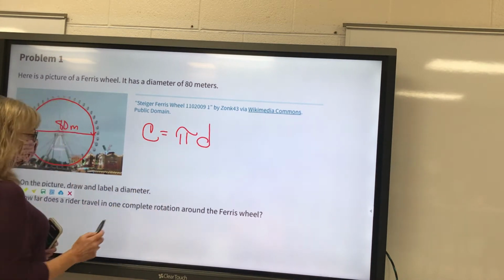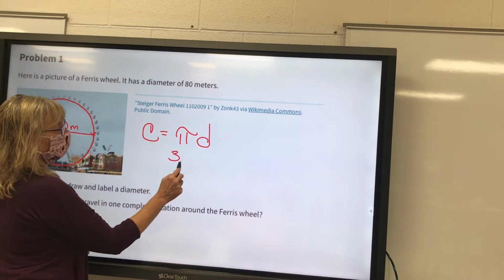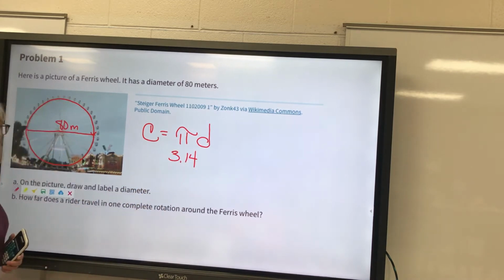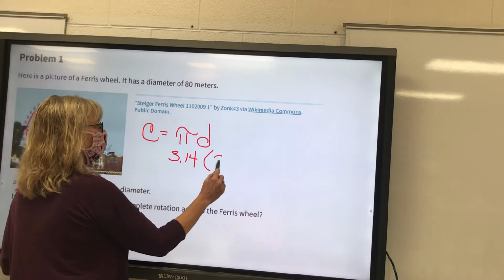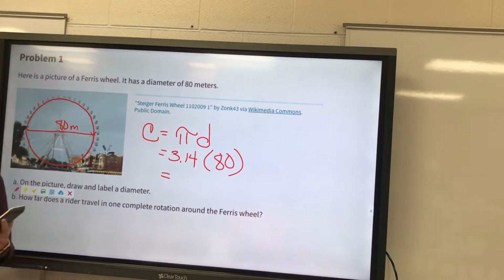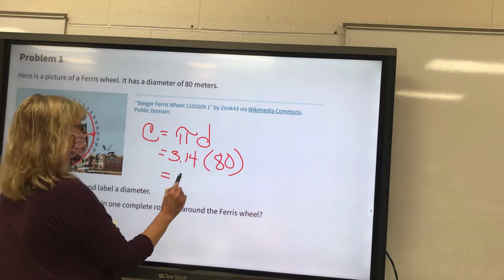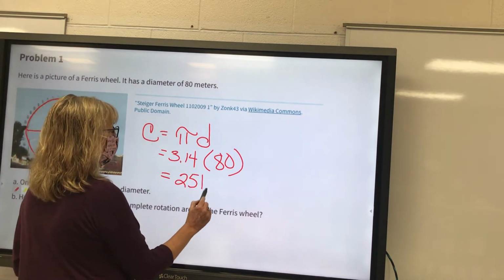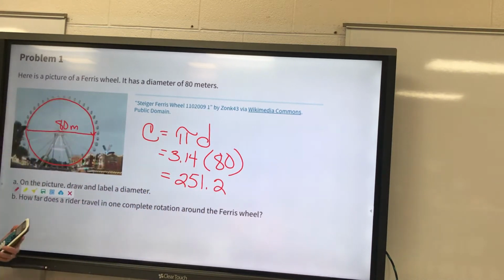Okay, we were told to use 3.14 for pi. What is the diameter of the Ferris wheel? 80. So take out your calculators. It's 251.2. And what's the unit going to be? Meters.